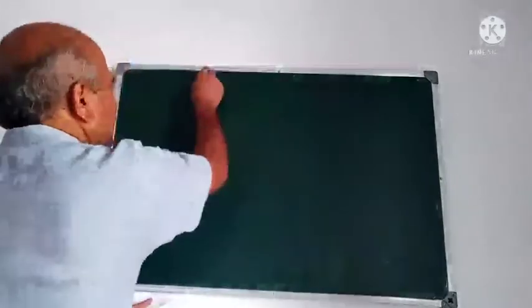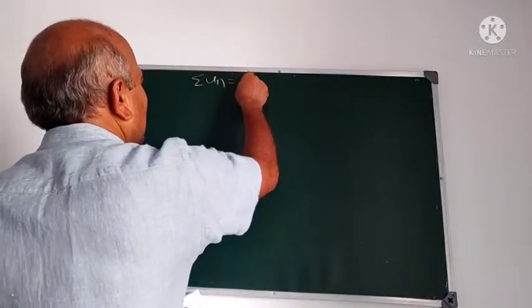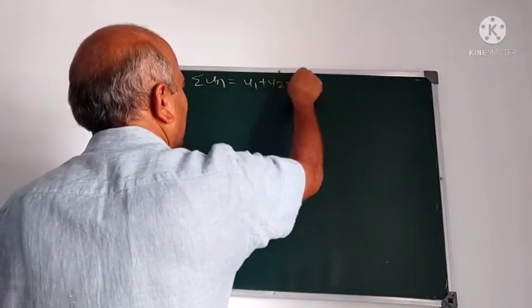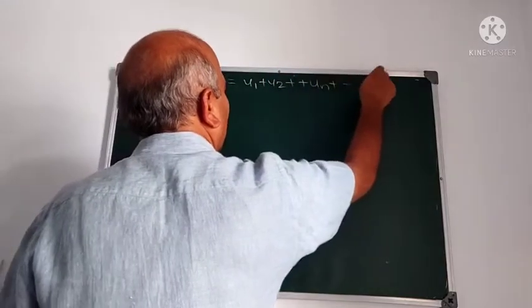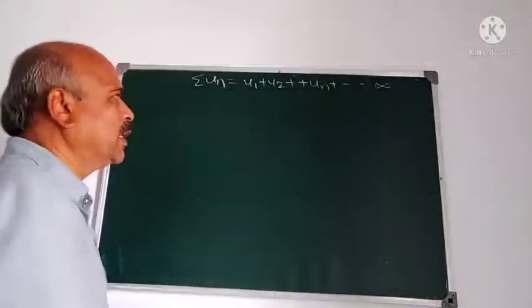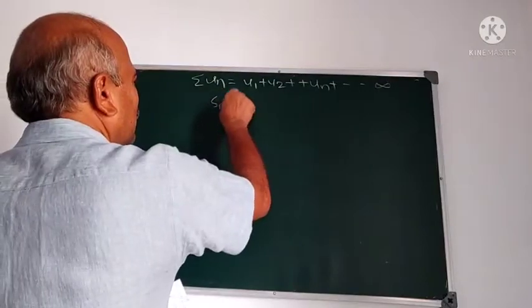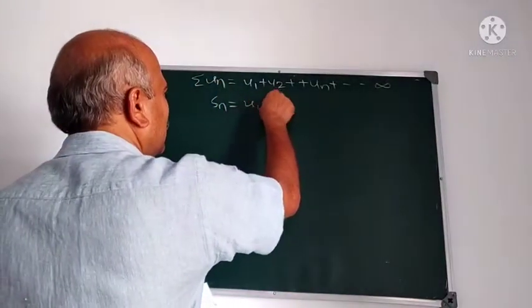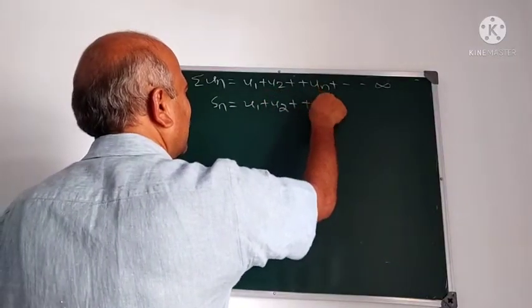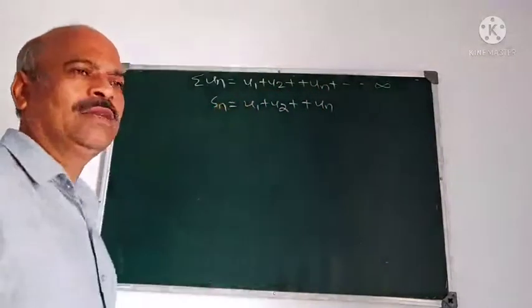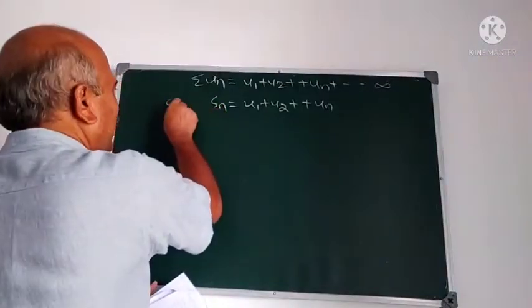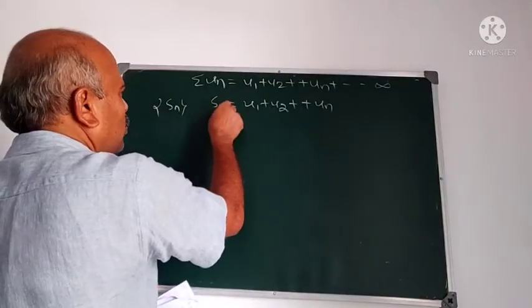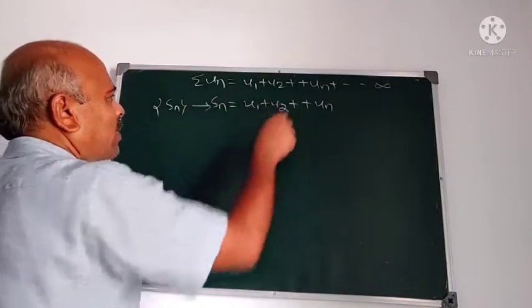The infinite series sigma un is u1 plus u2 plus etc. un plus so on to infinity. It converges if the sequence of partial sums converges. We consider a sequence of partial sums. What is that? u1 plus u2 plus etc. un. We consider a sequence Sn, where the nth term of the sequence Sn is given by this.